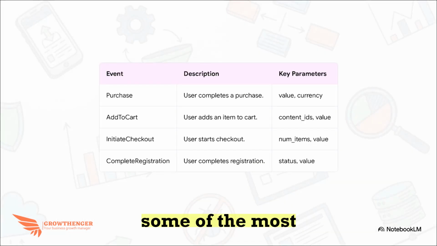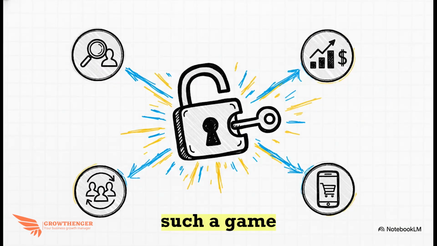This here shows some of the most valuable events you can possibly track. And here is the most critical part, so listen up. For events like purchase or add to cart, you have to pass back the value and the currency. If you don't have that specific data, calculating your return on ad spend is literally impossible. You're right back to flying blind on your actual profitability. And here is why this is such a game changer.